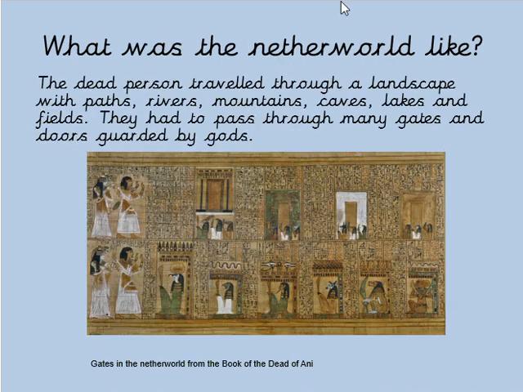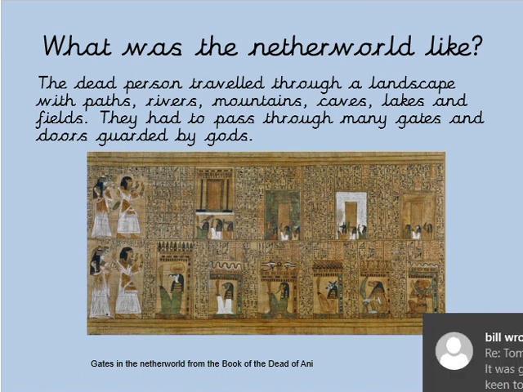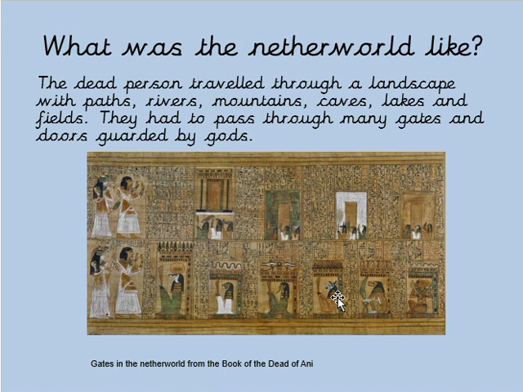What was the netherworld like? Remember, it was the part where the person was traveling between the dead and the afterlife. It was a landscape with paths, rivers, mountains, caves, lakes, and fields. And they had to pass through many gates and doors guarded by gods. The Book of the Dead helped them to travel through this landscape and through the gates and past the gods to get to the afterlife. So it was kind of like a quest, I guess, and the Book of the Dead helped them get through it.